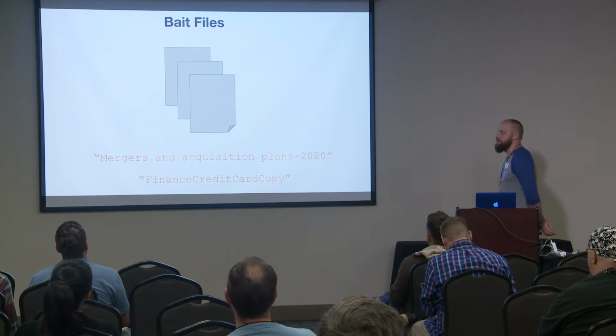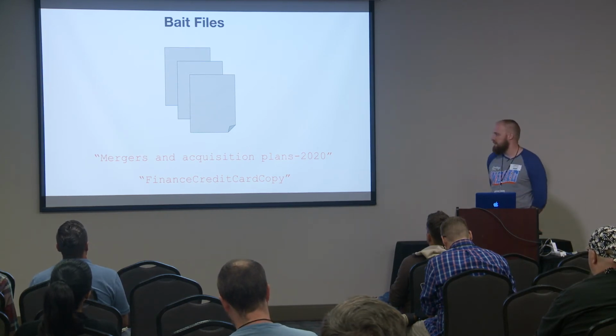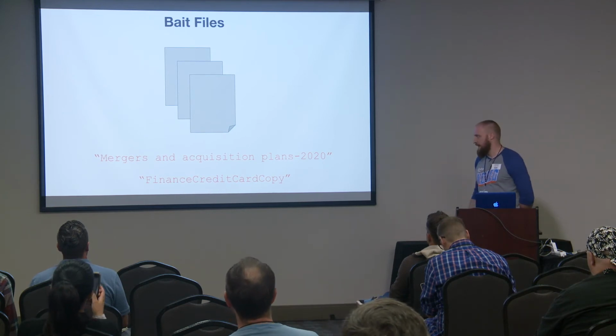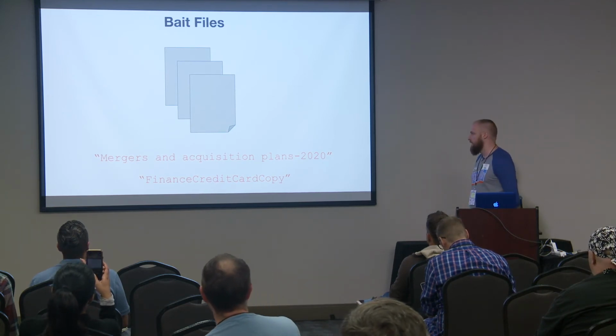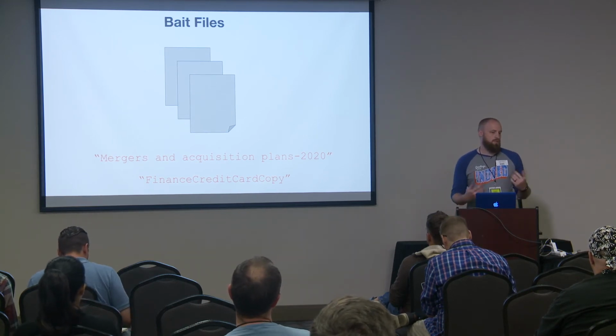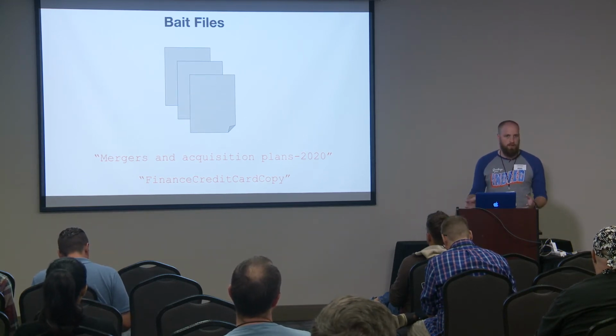First step is you generate some bait files named anything that you think an attacker might find interesting. Mergers and acquisition plans 2020, or finance credit card copies. Just anything that is likely someone's going to search for if they're trying to get juicy information from a G Suite account.